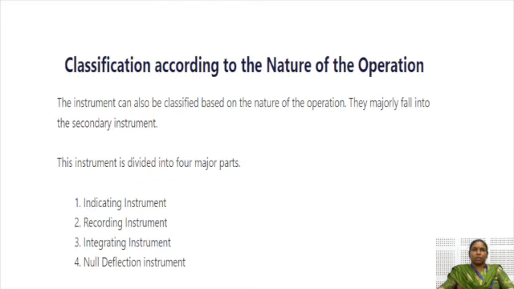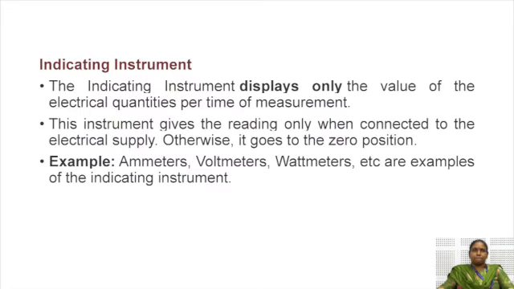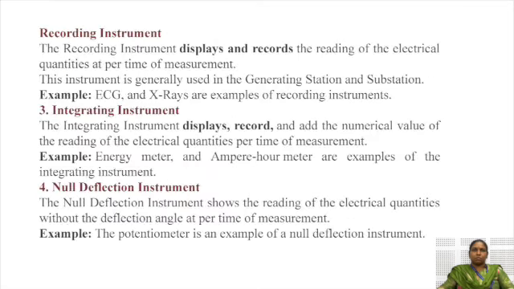Classification according to the nature of the operation. Instruments can also be classified based on the nature of the operation. They majorly fall into the secondary type of instruments, which is divided into four major parts: indicating, recording, integrating and null deflection instruments. Indicating instruments display only the value of the quantity at the time of measurement. Examples: ammeter, voltmeter, wattmeter.